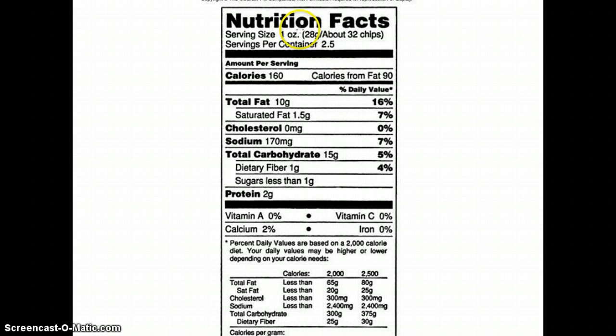Like this might be on a bag of chips. 1 ounce is 32 chips. This bag contains 2.5 servings. People tend to eat the whole bag, when really there may be more than 1 serving. So this applies to 1 serving. Be careful. Serving sizes are not standardized between one brand and another or one product and another.